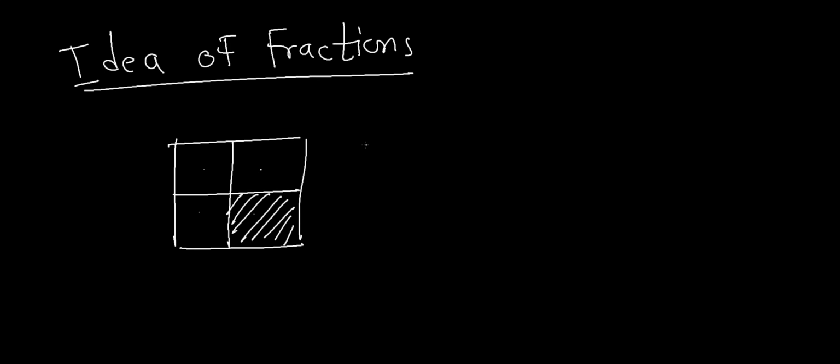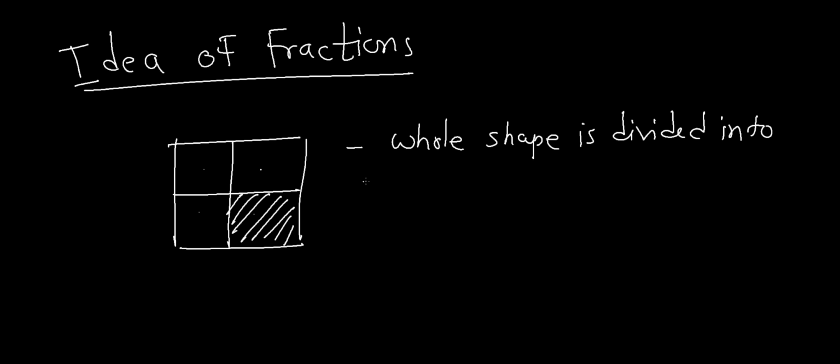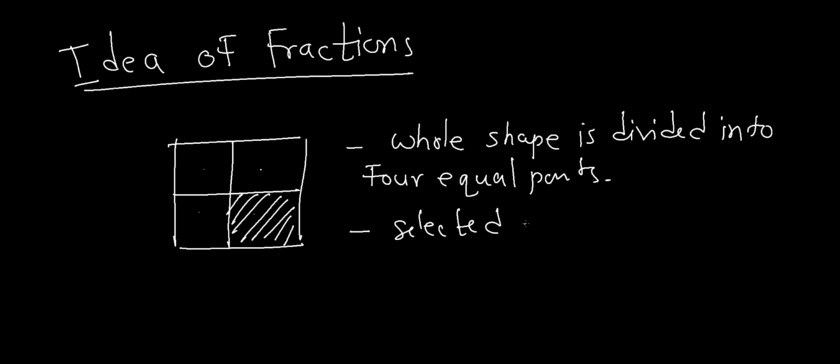So what I have done here is a whole shape, in this case a square, is divided into four equal parts, and out of that I selected one part. So how do you represent this in terms of numbers or mathematically?